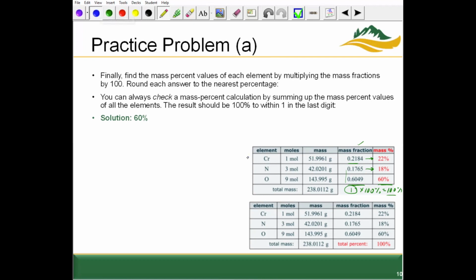We went through this practice for each one of these elements. In the original practice problem, we were asked about oxygen specifically. So now our final answer here is 60%. We were also told to round to the nearest whole number, the whole number percentage, so 60%, rather than 60.049%, for example. So 60% is our final answer.